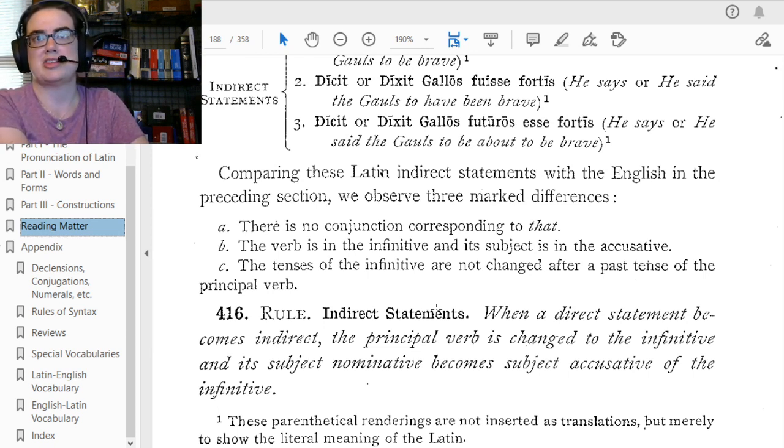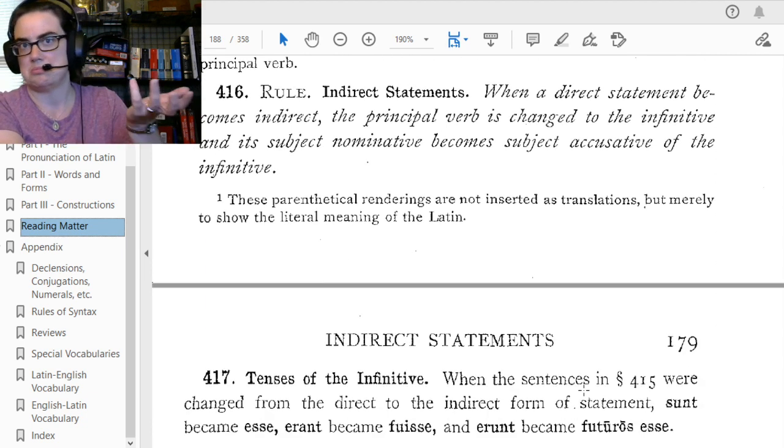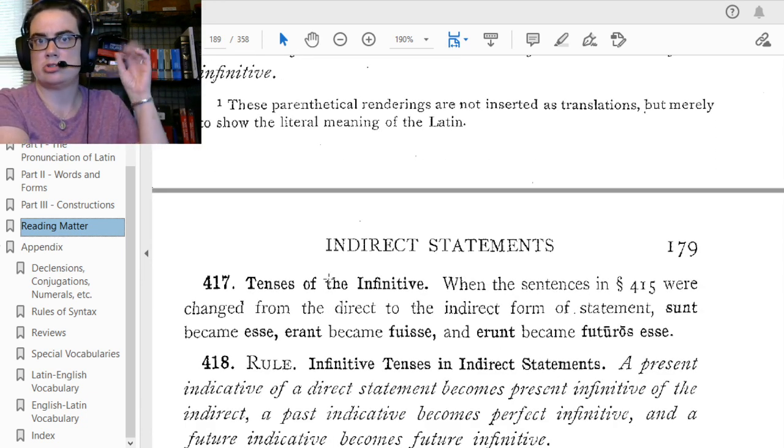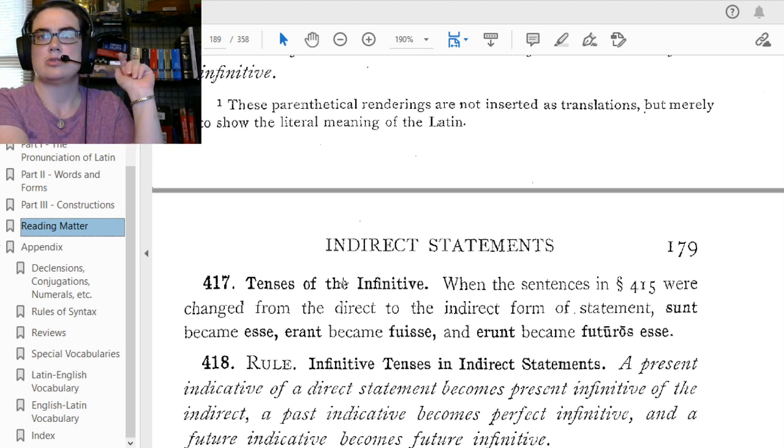So the rule for the indirect statement: when a direct statement becomes indirect, the principal verb of the indirect clause is changed to the infinitive, and its subject nominative becomes a subject accusative of the infinitive. So just the reminder about the tenses of the infinitive.